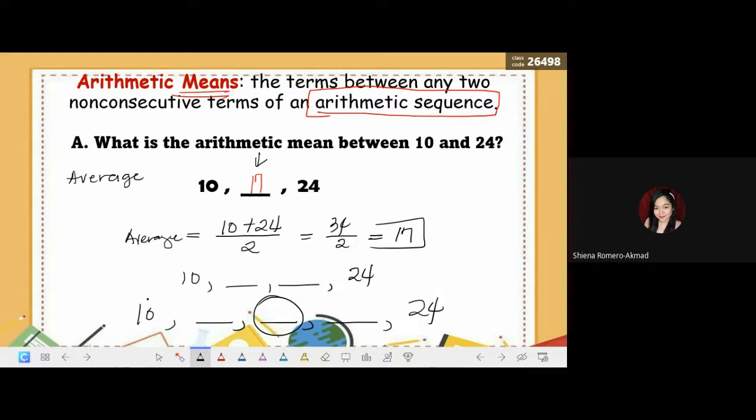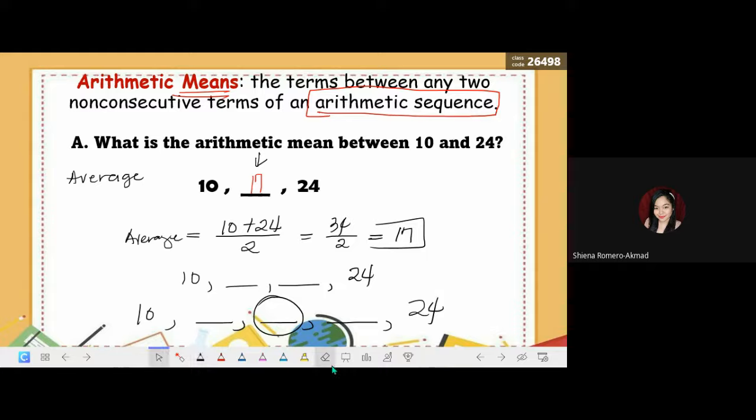Pag nakuha mo na to, pwede namang ito. Gitna naman siya nito, ng third term at ng first term. Ito, gitna naman siya ng third at ng fifth. Pwede natin siyang gamitin, yung average. So, nakadepende pa rin sa sitwasyon at sa given sequences.